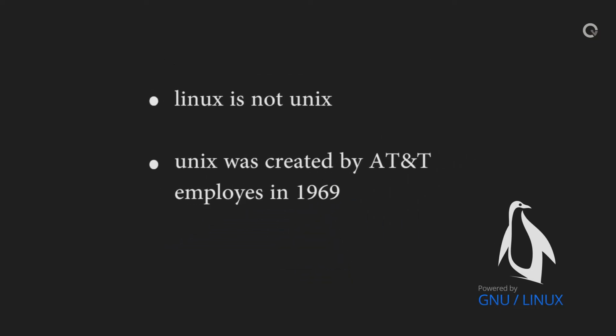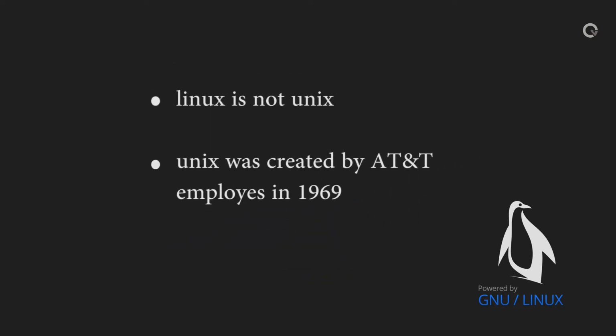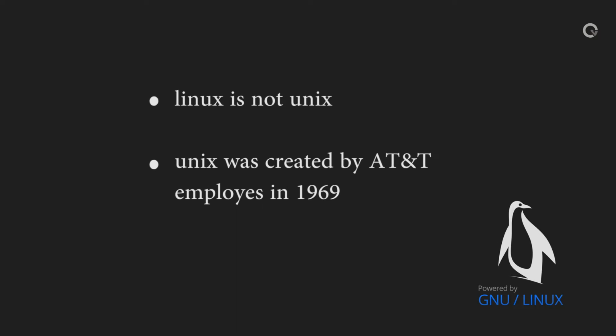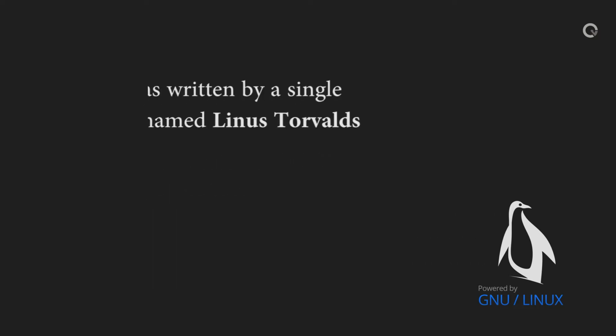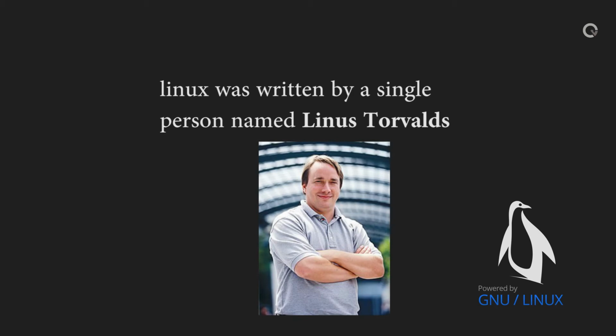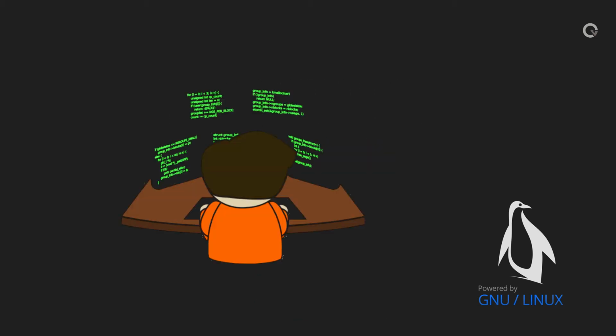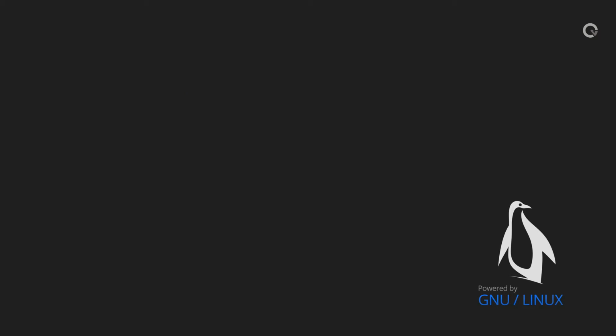Linux is not Unix. Unix was created by AT&T in 1969. Linux was written by a single man named Linus Torvalds and released around 1991. Now Linux is a powerful operating system especially designed for server systems. 90% of the world's fastest computers, like supercomputers, are running on Linux. This is the basic history of Linux. If you are interested in the history of Linux, check out the links in the description.